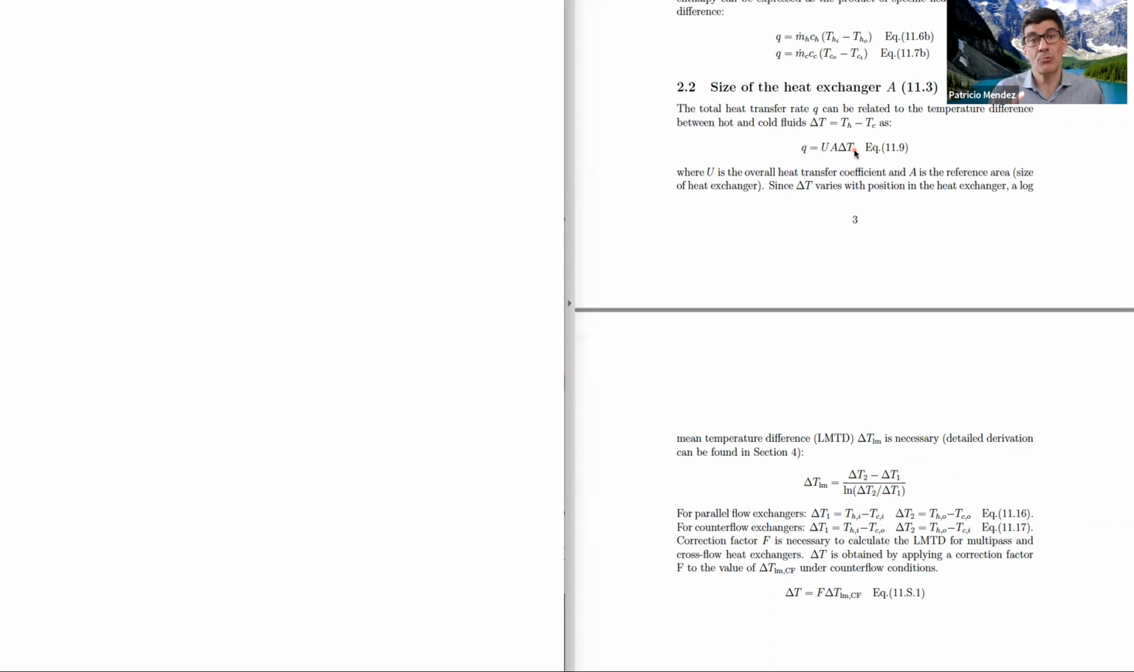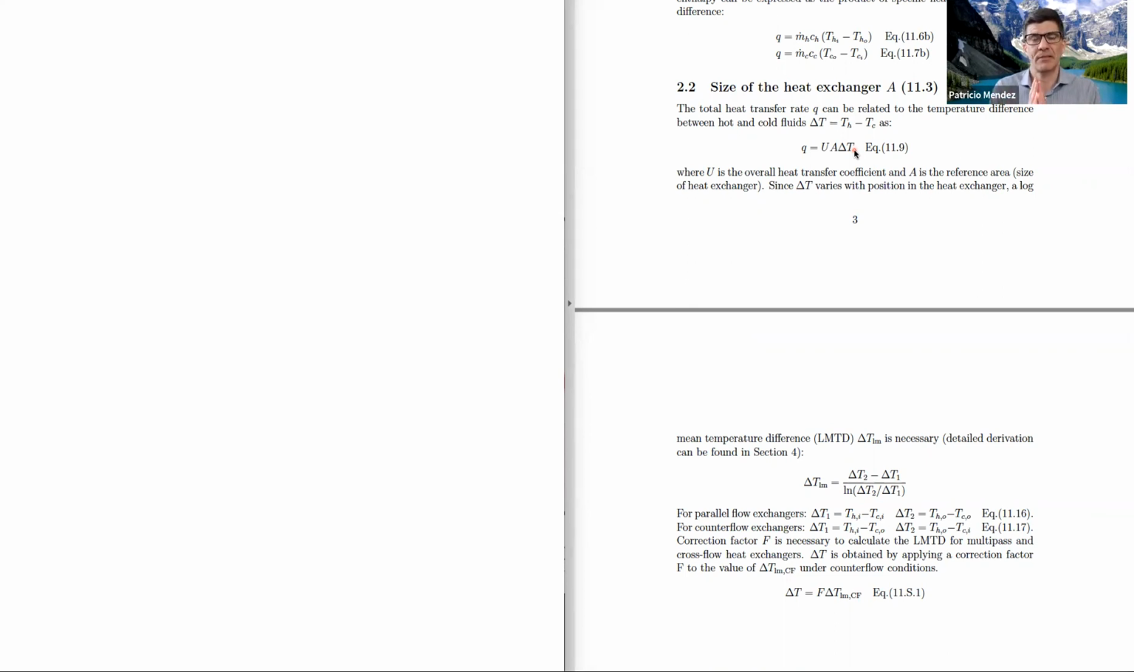Here comes a twist, which we have also seen when we studied internal flows, but we are getting into more detail now. Delta T is not trivial because as the hot and the cold fluid flow through the heat exchanger, the hot fluid cools down, the cold fluid heats up. The temperature difference might not be constant. In the case of a parallel flow heat exchanger, the temperature difference between the two fluids gets smaller and smaller and smaller. So what do we choose for delta T, given that delta T is not constant?